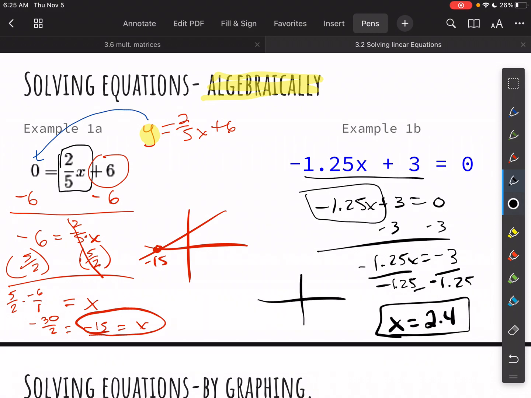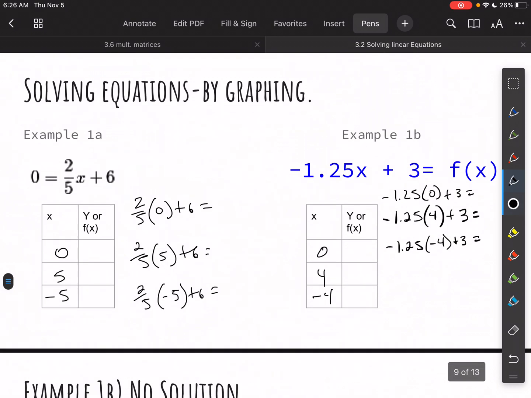So this one, it crosses the x at 2.4, so somewhere in here. And then I know the intercept is at 3, so it's some kind of line that goes like this. And we're going to look at that next time here.